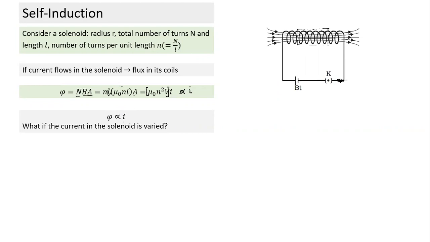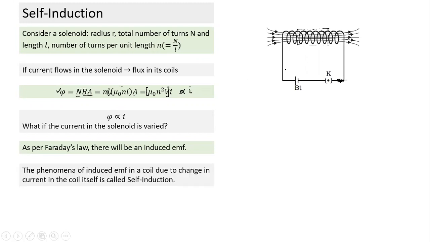If the current is varied, since there's a flux associated, the flux also will vary. The flux is a function of the current in the solenoid. So as the current in the solenoid is varied, the flux will vary. If flux changes, it will lead to an induced EMF. So what happens here? As per Faraday's law, there will be an induced EMF in the coil.